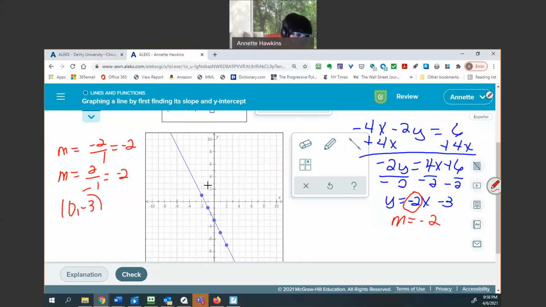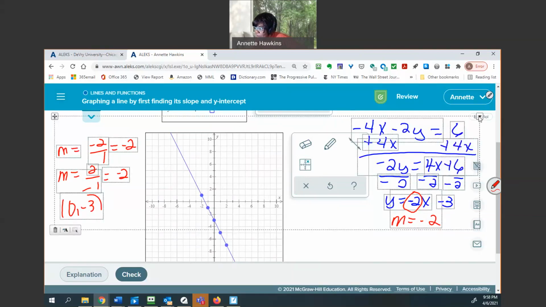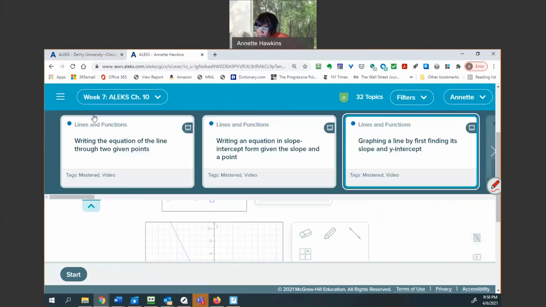Okay. All right, let's continue. So this was graphing the line by finding the slope and the y-intercept. So now we've done a lot of graphing. We've graphed x and y intercepts. Now we want to write the equation of a line. So we want to write the equation of a line given the slope and the y-intercept.